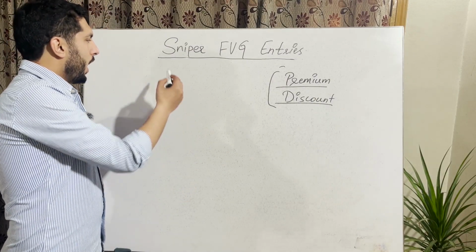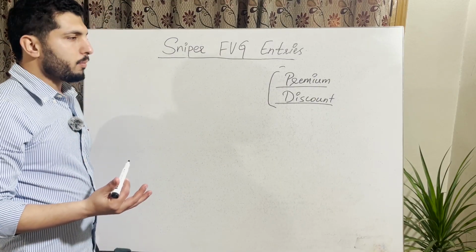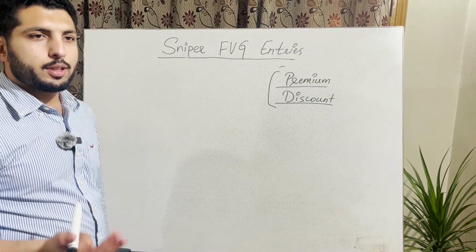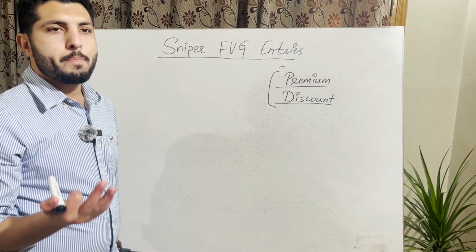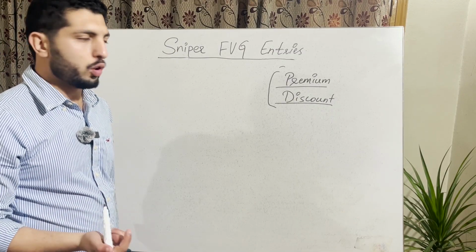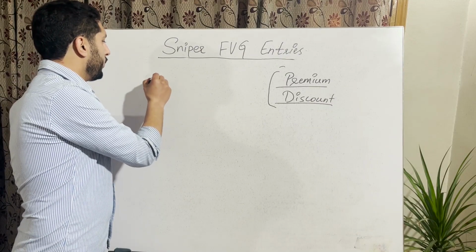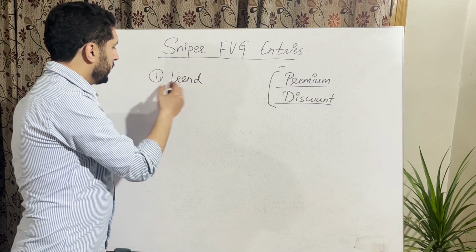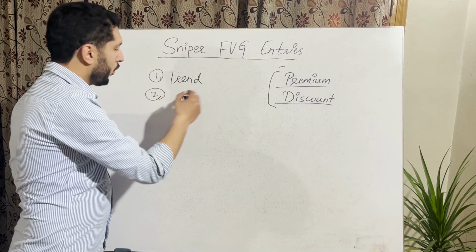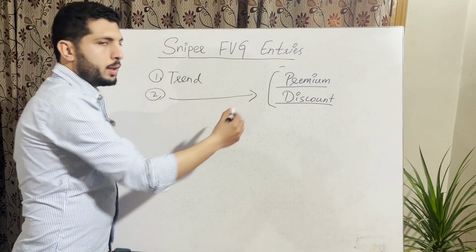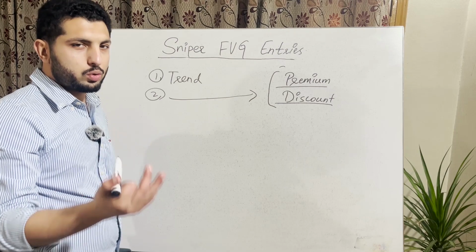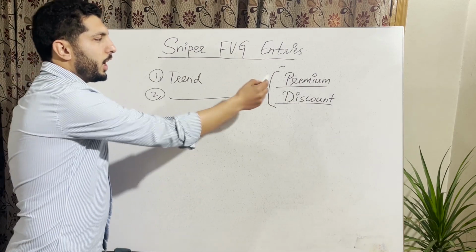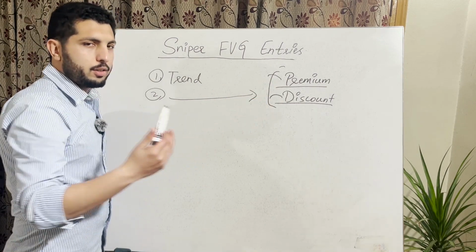So I'm writing down a recipe. If you are following these steps, I'm ensuring you the sniper entries will follow up. Recipe is first the direction of the trend. Second, to look for these levels, measure them by the Fibonacci tool to know that we are either at premium or discount.